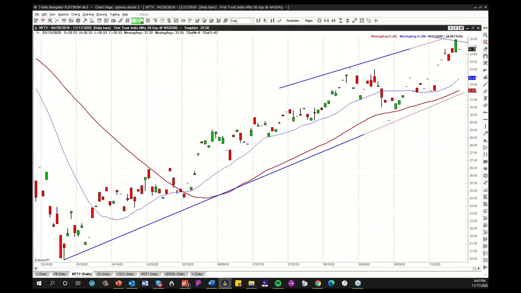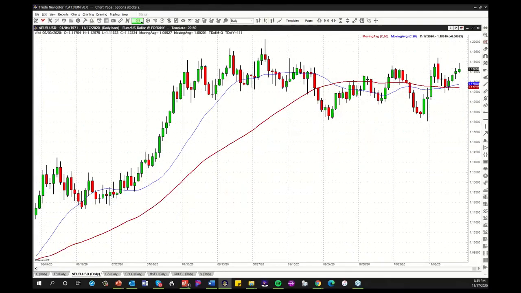Okay, let's look at some currencies. Okay, we have other markets. We'll look at gold and crude oil and so forth. So here in the euro, I have the long-term moving average is neutral. The 20 and the 50 are really close to one another. We can see where the key resistance is, potentially.